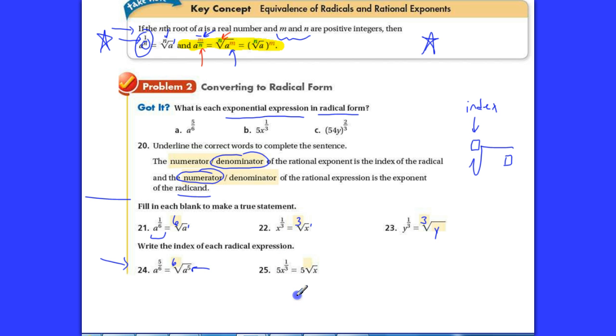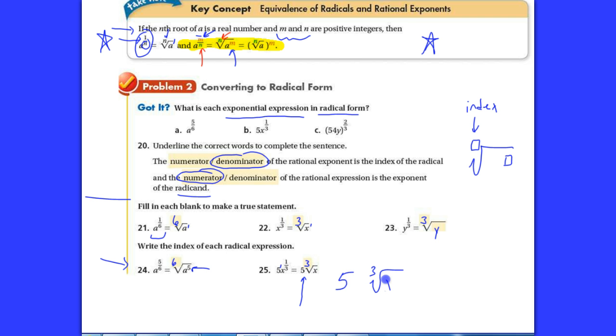Now look at that. That's 5 to the power of 1/3. Think of that again. It's 5 to the 1st times x to the 1/3. So that's why the 5 is outside the square root, and it's x to the 1. The index is 3. 5 times the cubed root. Now that's not 5 to the 3rd. Okay, it's 5 times the cubed root of x.